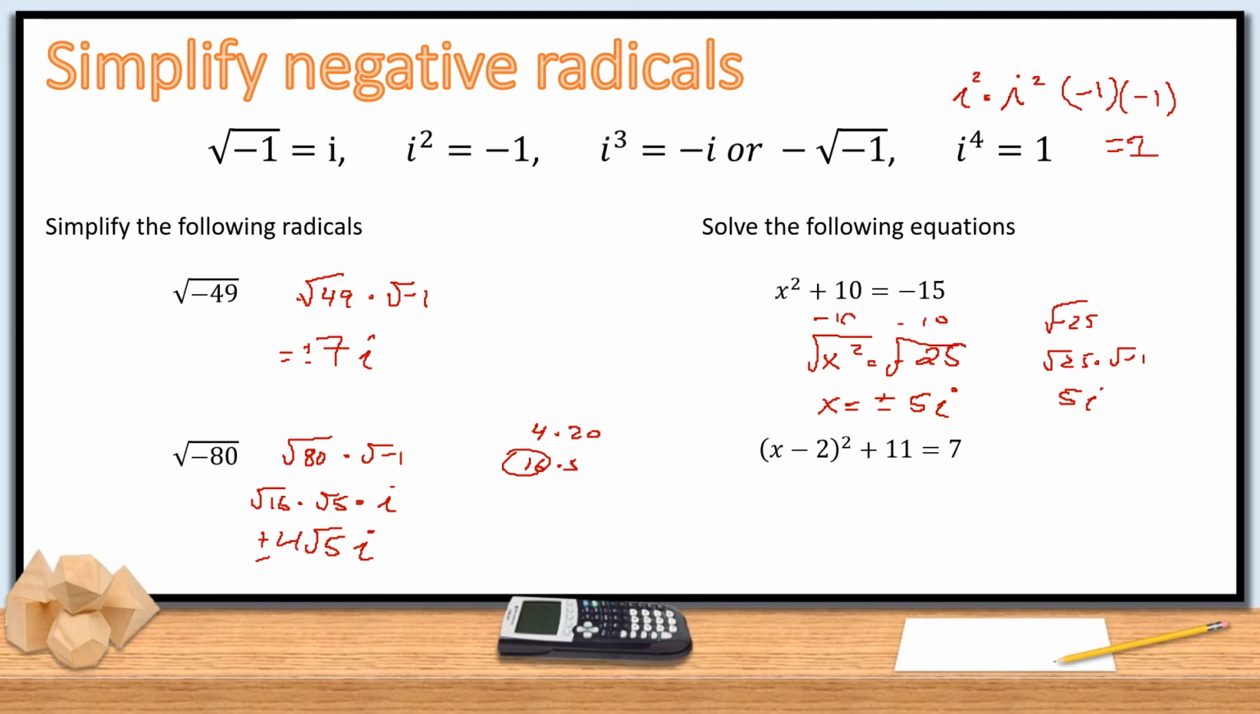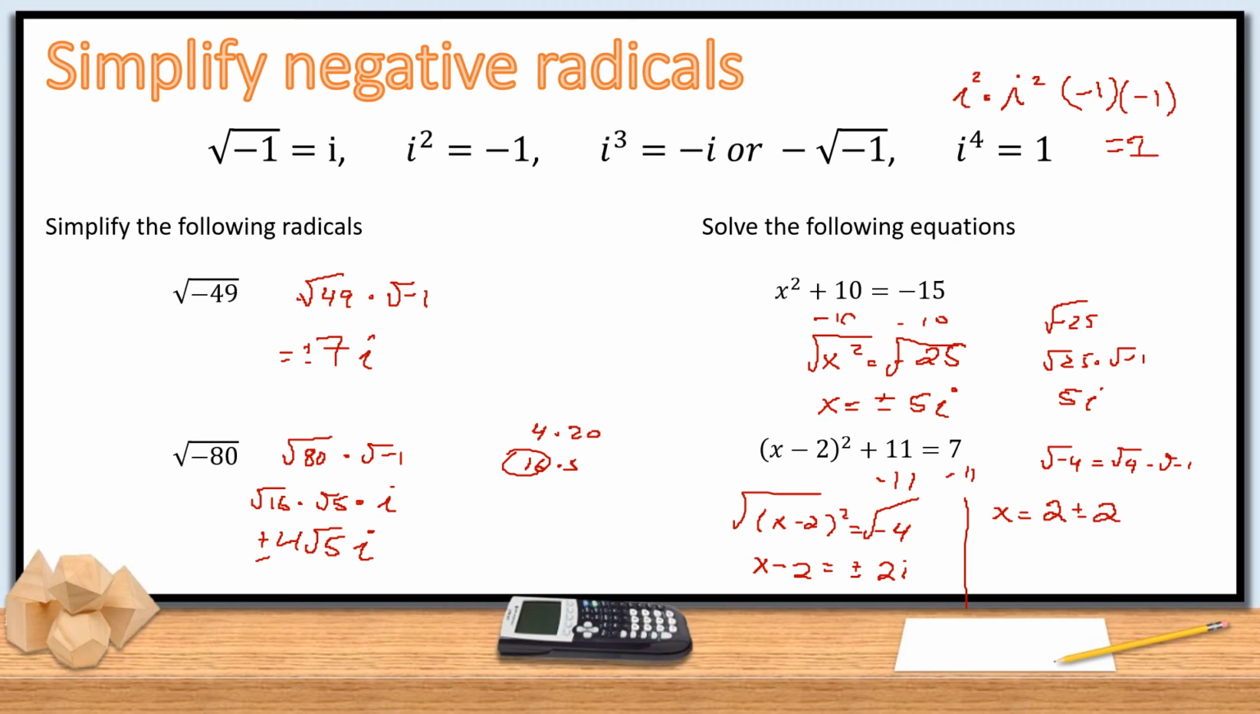The next one, we've got it in vertex form, so solve it down, subtract 11 on both sides, x minus 2 squared is equal to -4. Square root both sides, x minus 2 is equal to square root of -4, so that's going to be root 4 times root -1, so we're going to have plus or minus 2i. So then add 2 to both sides, x is equal to 2 plus or minus 2i. And this is going to result in a complex number.